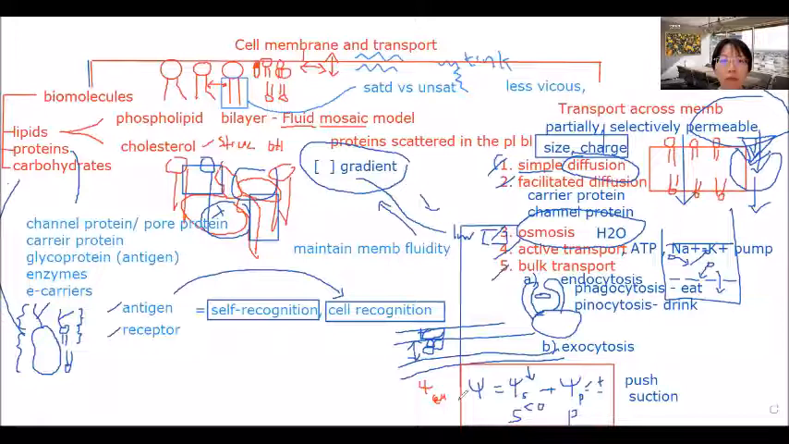What else do we learn? One more thing we learned is Fick's law, right? Fick's law says that the rate of diffusion, which is such an important formula, is equal to what? By this time, I think all of you should be able to give me this formula.